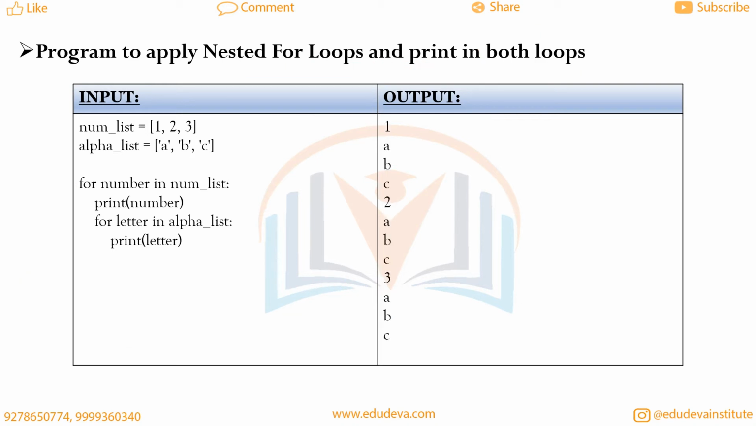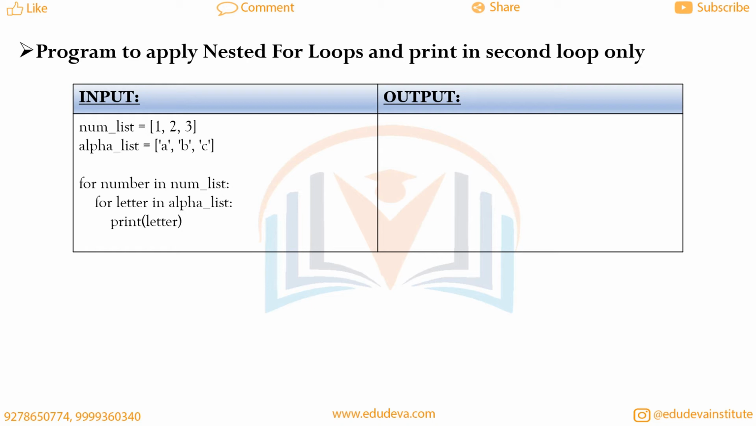Let's revise the code. When there are nested for loops, it means that we will execute the first for loop, and the number of times we execute the first for loop, the same number of times we need to execute the second for loop.